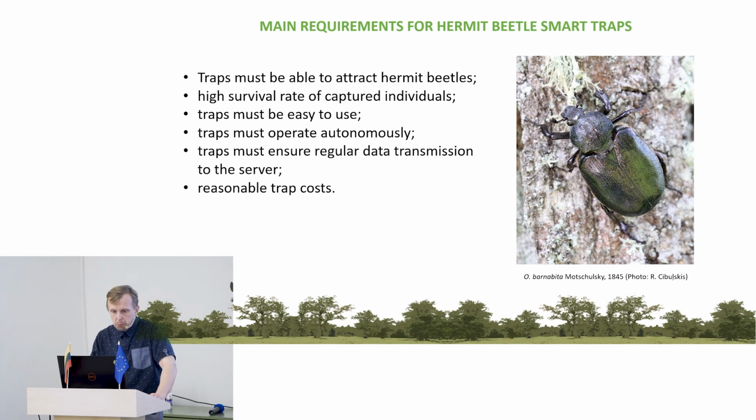What are the main requirements for hermit beetle smart traps? Of course, traps must be able to attract beetles. The next ones: high survival rate of captured individuals, easy to use, operate autonomously, and traps must ensure regular data transmission to the server. And of course, reasonable trap costs.